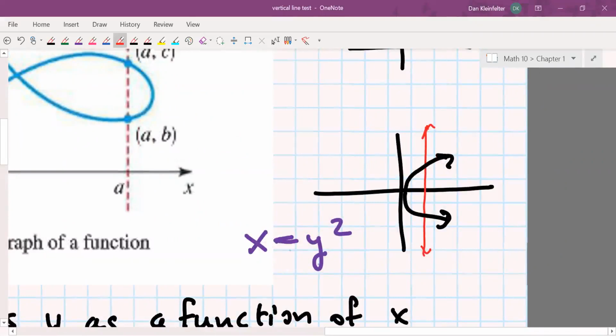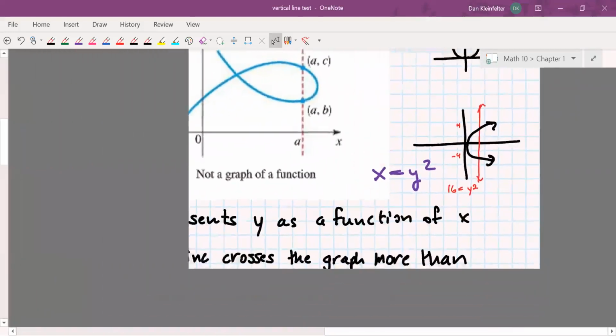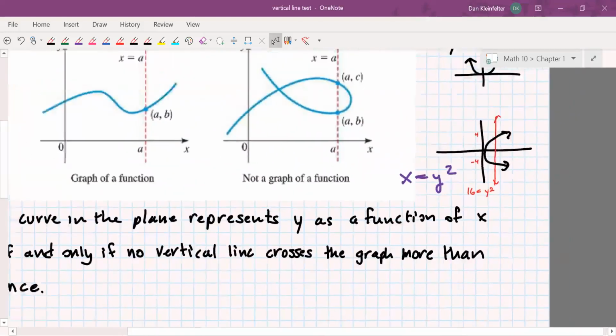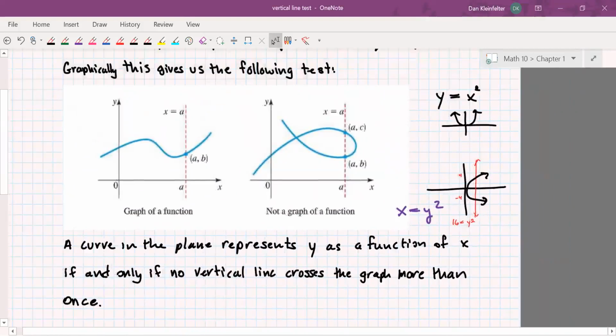And that would make it not a function, which makes sense. If you think about it, if I told you that x was 16 and 16 was equal to y squared, what could y be? Well, y could be either 4 or negative 4, right? There are 2 different possible y values for that one x value. Okay, and that would make it not a function. In general, if you cut through a graph with a vertical line and it crosses more than once, it's not a graph of a function.